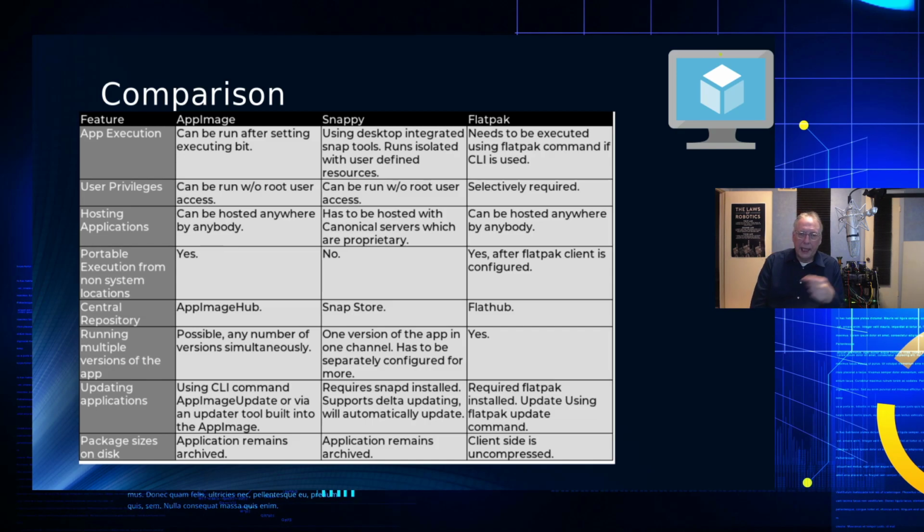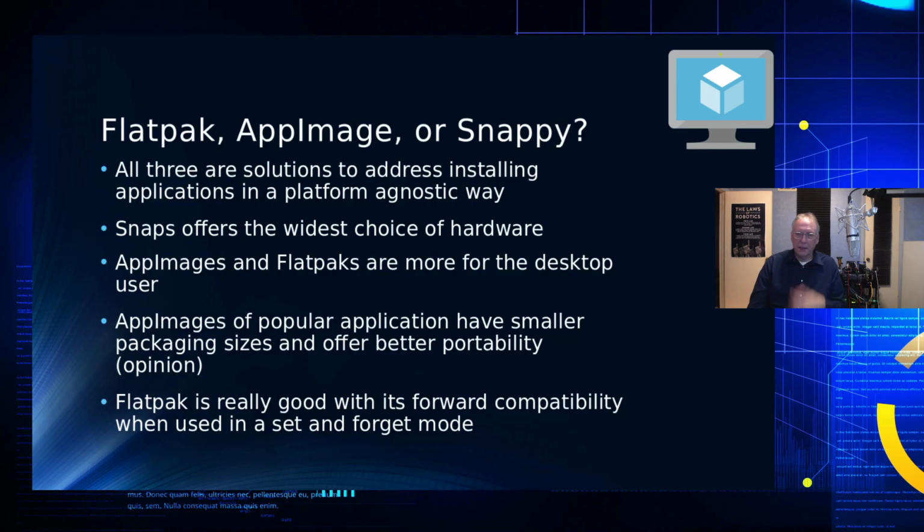Package sizes: the application remains archived, so it stays inside of the archive, and it runs from inside there. Snappy, applications also remain archived. And then the Flatpak, the client side is uncompressed, so just part of it is uncompressed.